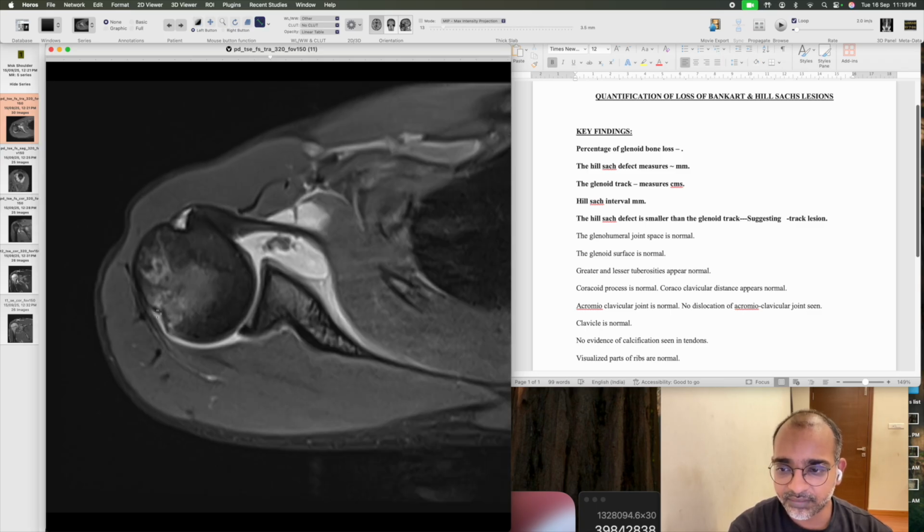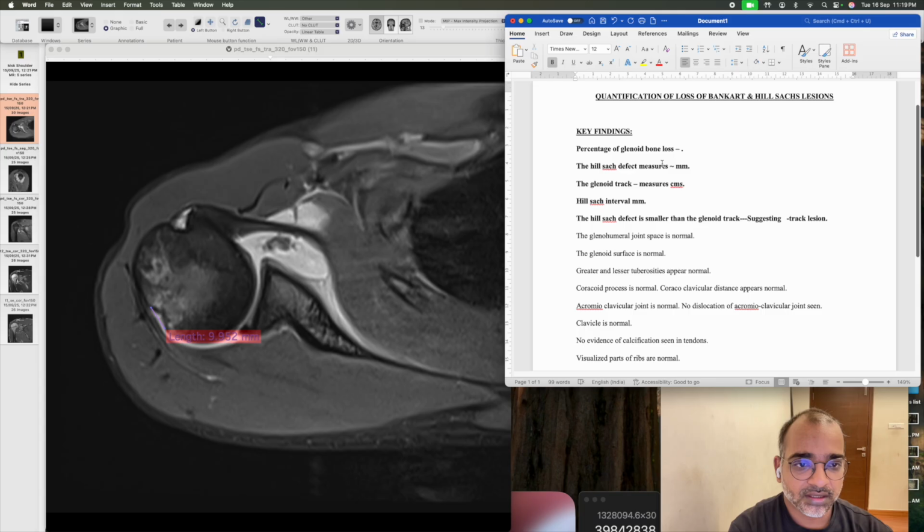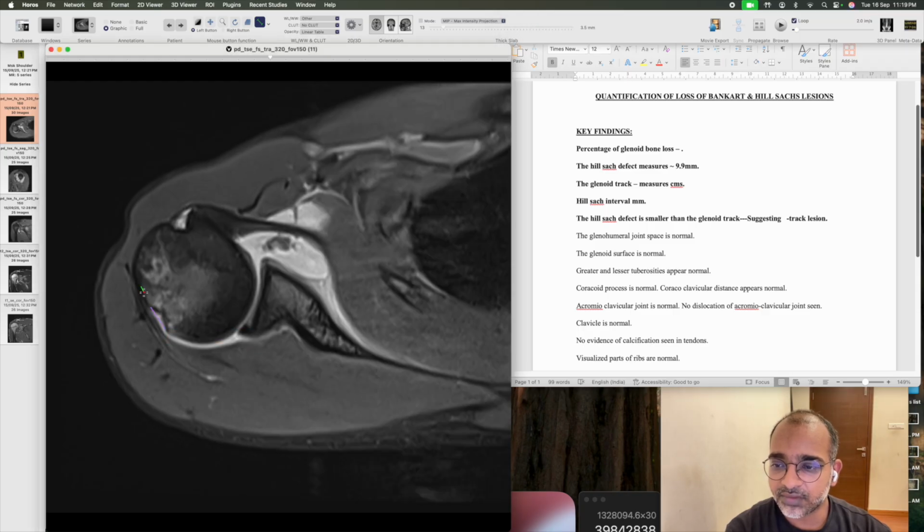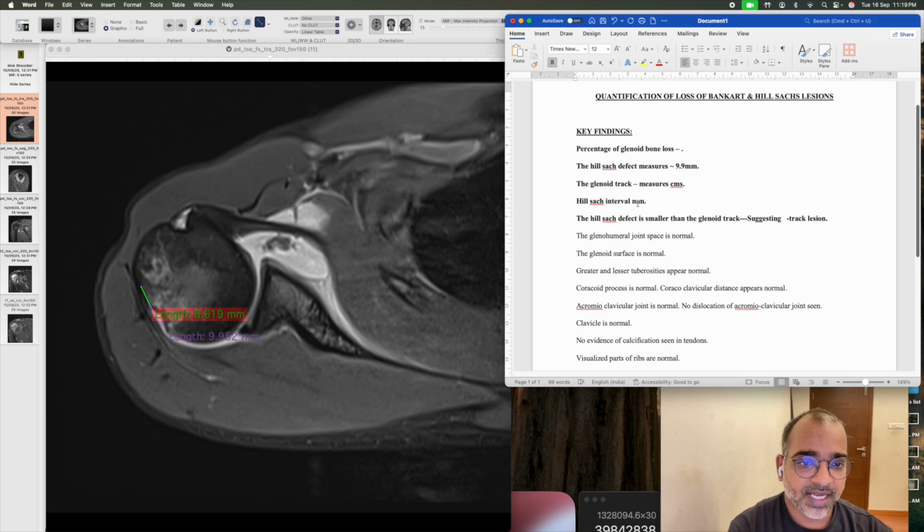So let us see the width of the Hill-Sachs defect. This is the width of the Hill-Sachs defect. The Hill-Sachs defect is approximately 9.9 mm. And the bony bridge which is connecting between the defect and the rotator cuff insertion is around 8.6. So my Hill-Sachs interval is 9.9 plus 8.6.